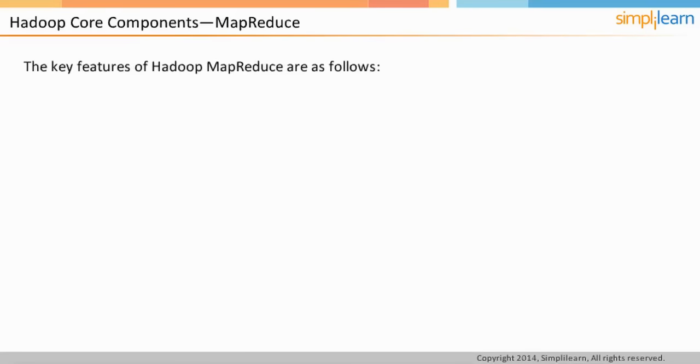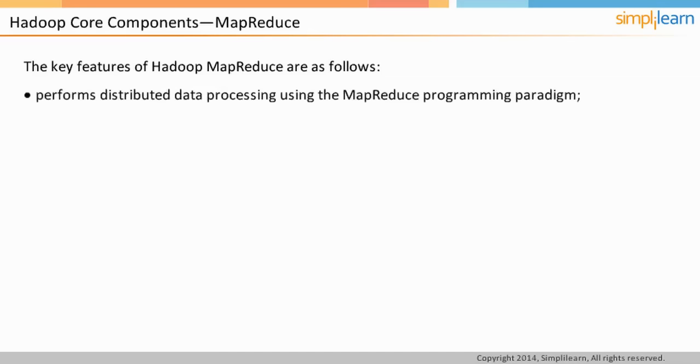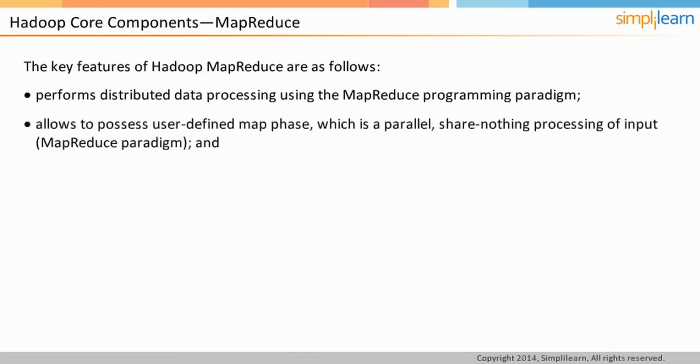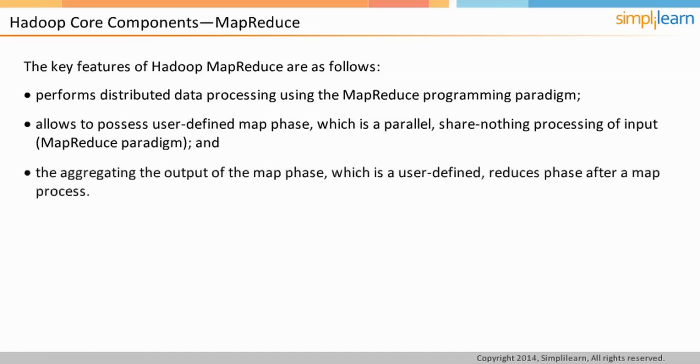The MapReduce component of Hadoop is responsible for processing jobs in distributed mode. Some of the key features of the Hadoop MapReduce component are as follows. It performs distributed data processing using the MapReduce programming paradigm. It allows you to possess a user-defined map phase, which is a parallel share-nothing processing of input. Also, it aggregates the output of the map phase, which is a user-defined reduce phase after a map process. In the next screen, we will differentiate a regular file system from HDFS.